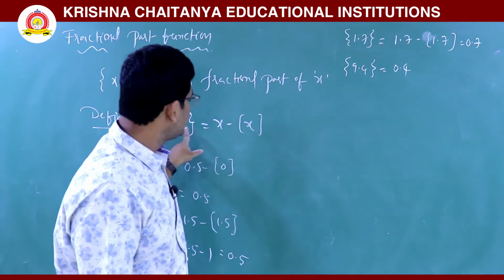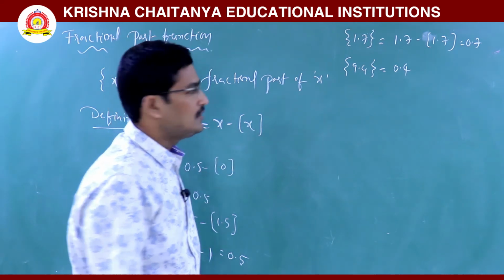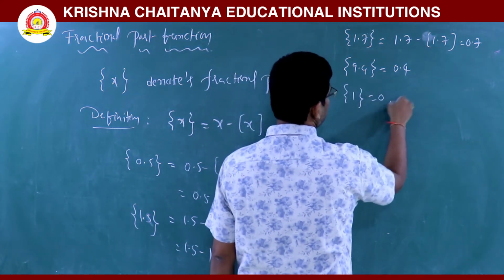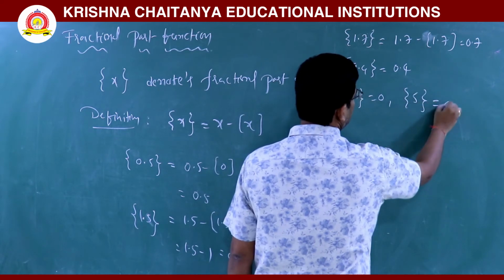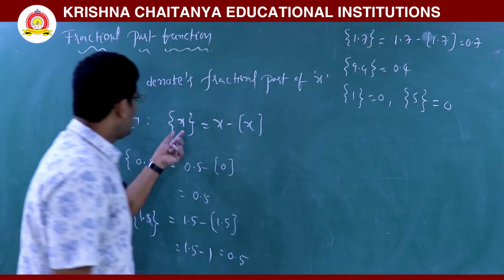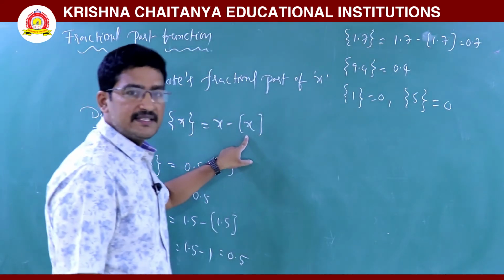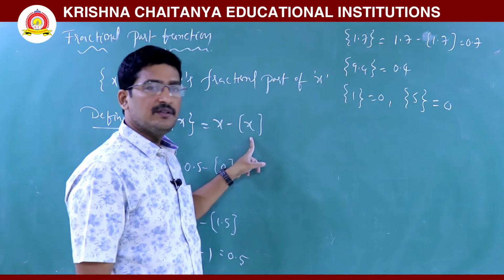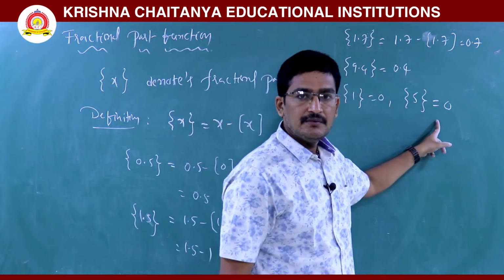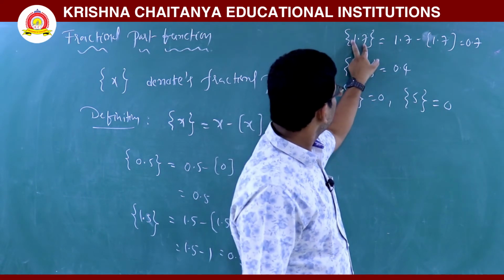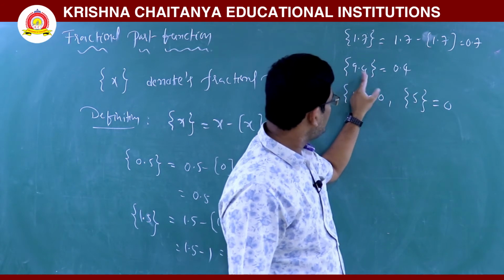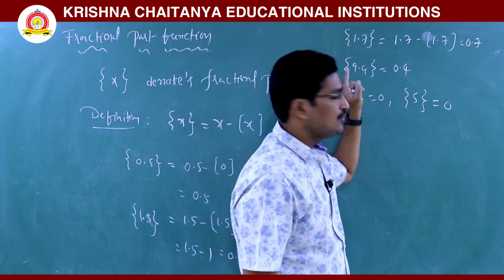If x is an integer, the fractional part of x is 0. Fractional part of 1 is 0, fractional part of 5 is 0. Fractional part of 100 is 100 minus step of 100, which is 100 minus 100, that is 0. If x is an integer, the fractional part of that value is 0. If x is equal to 1.7, fractional part of 1.7 is 0.7. If x is equal to 9.4, fractional part of 9.4 is 0.4.